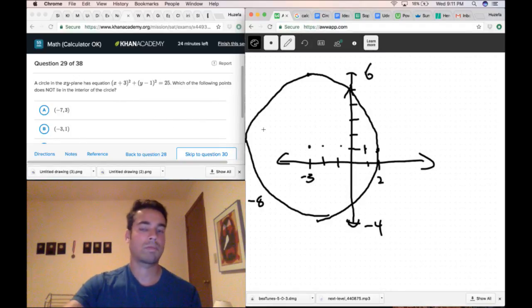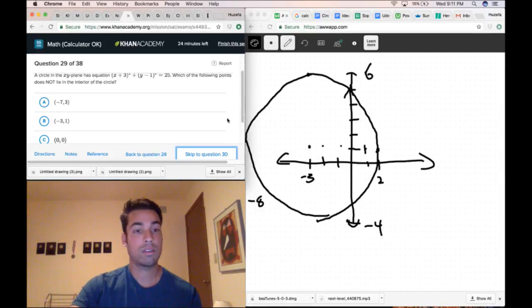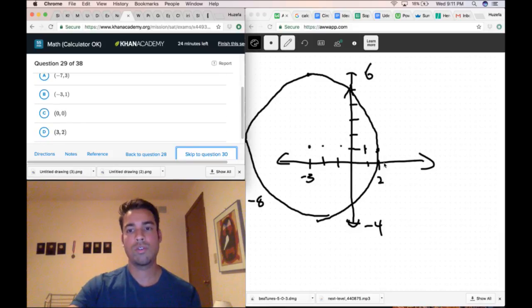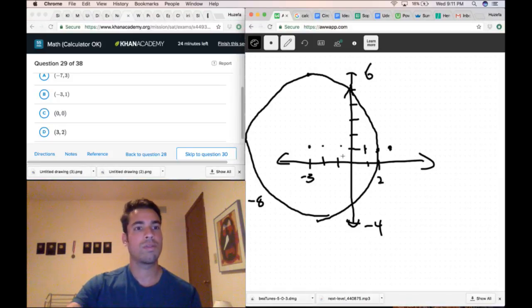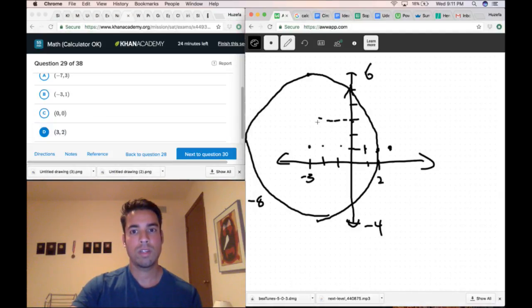-7, 3. It's close. See if we can find any ones that break those bounds much more clearly. -3, 1. No, that's the center. 0, 0, definitely in there. 3, 2, definitely beyond. Do you see that? So we've already determined this is for sure beyond. So -7, 3 was the only one that was borderline, but I guess it's around there. It probably is within it.